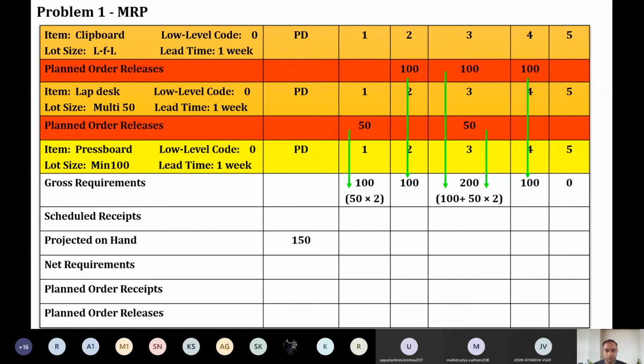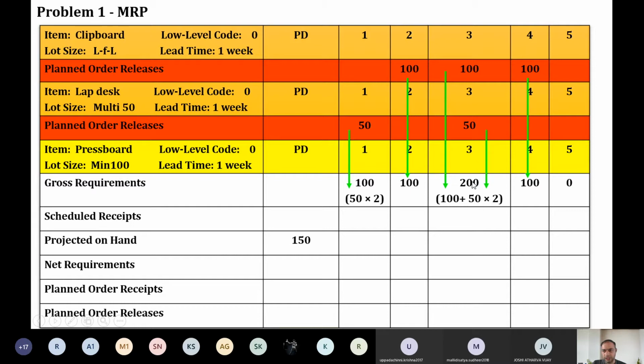It's simple. Based upon the product structure, we are going to multiply. To manufacture one lab desk, two press boards are required, so I'm multiplying this 50 with 2. Whereas to manufacture one clipboard, one press board is required, so there is no need of multiplying with any number. Just 100 into 1 gives 100.